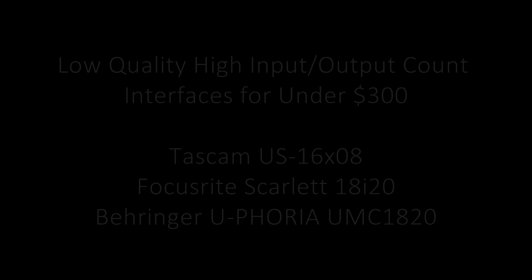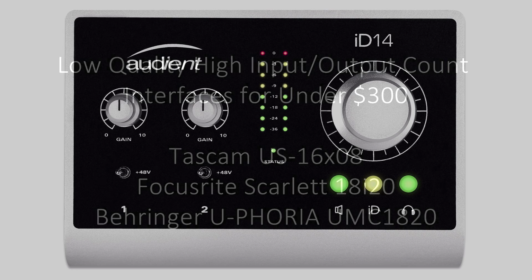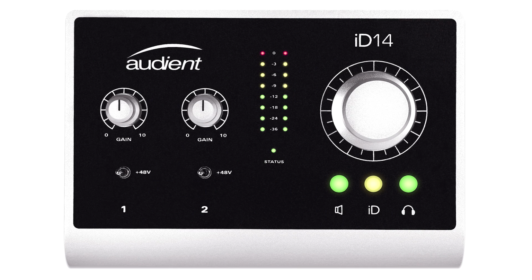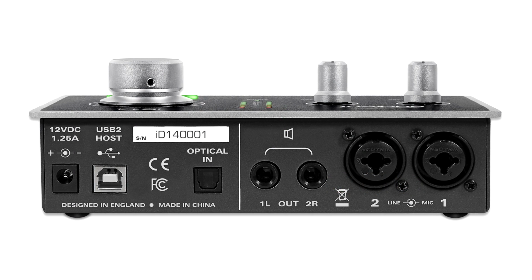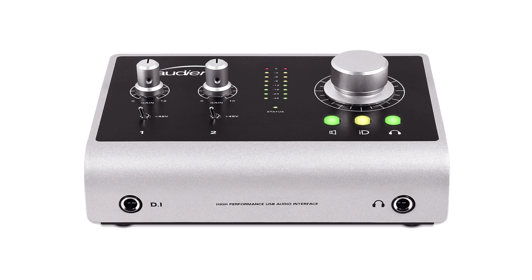The interfaces in the high input and output count but cheap category include the Tascam US 16x08, Focusrite Scarlett 18i20, and Behringer Euphoria UMC 1820. Currently, I'm using an Audient ID14 interface which features 2 analog inputs, 4 analog outputs, a direct input aka instrument input, and ADAT optical digital input for 8 extra expansion channels.